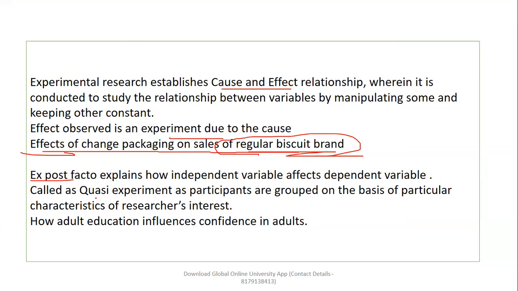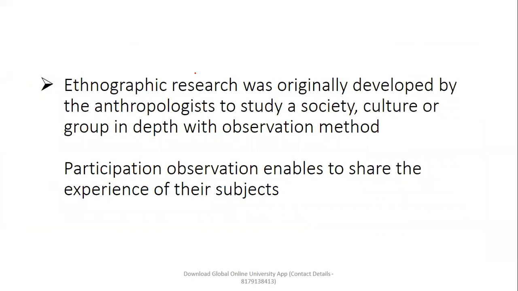Now, there is a concept called ex post facto, which explains how an independent variable affects a dependent variable. It is also called a quasi experiment, when the situation has already occurred. So basically, it deals with a situation of already occurrence. For example, how adult education influences confidence in adults. The adult education has already happened, but how does it influence? That is a part of your ex post facto research.